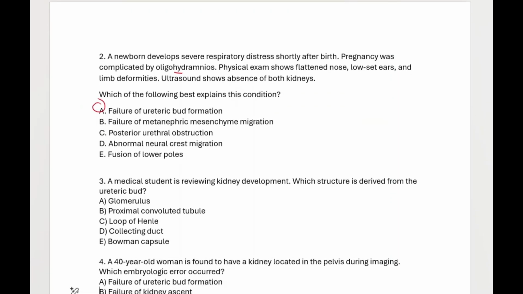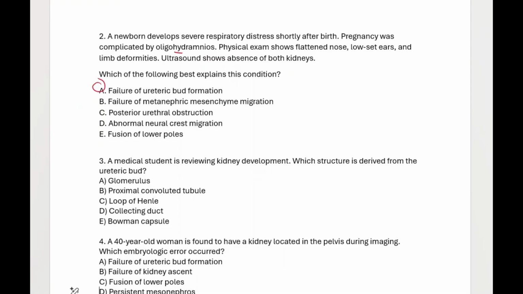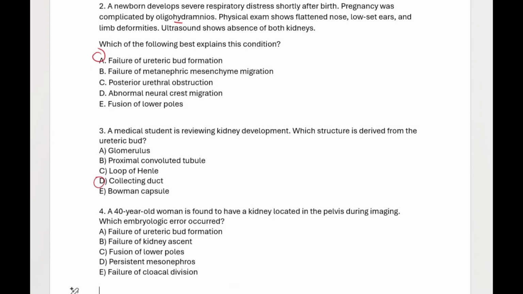Next question. A medical student is reviewing kidney development. Which structure is derived from the ureteric bud? Remember, we said that from the ureteric bud, that's where our conducting system developed from. And that conducting system starts from where? It starts from the collecting duct. So the best answer there is going to be D. Moving on to the next question.